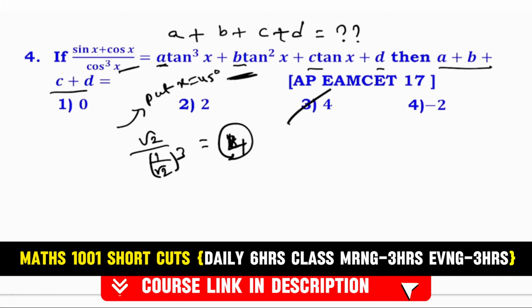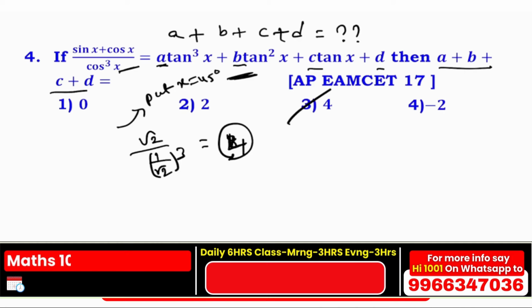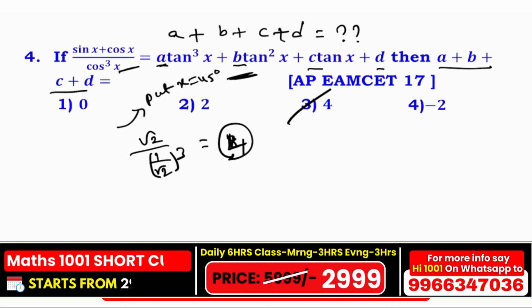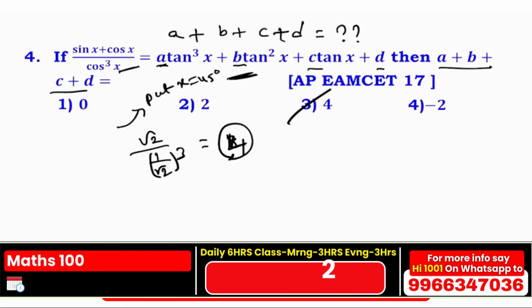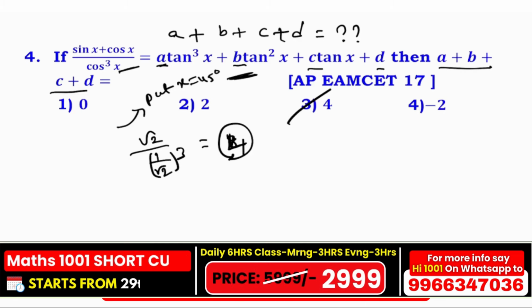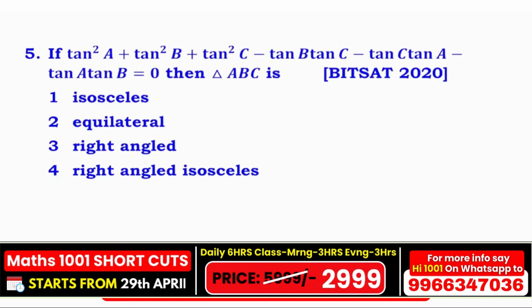See, I need A plus B plus C plus D. So I'll get A plus B plus C plus D only when I put what? When I put 45 degrees. So root 2 by 1 by 2 root 2. It is nothing but 4. Clear? Next one.